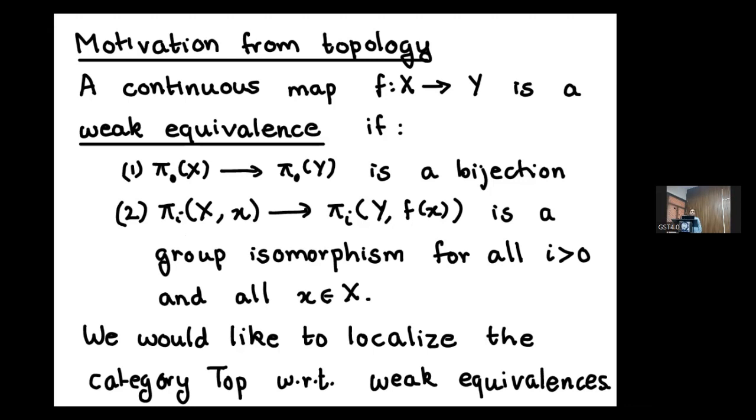And so what we do is we would like to localize this category with respect to weak equivalences. So then the question, of course, should arise that, well, this is a bit of a compromise. To what extent do weak equivalences and homotopy equivalences agree? There is an answer to that. But basically, one prefers to invert weak equivalences because at least one has some algebraic tools for detecting weak equivalences.